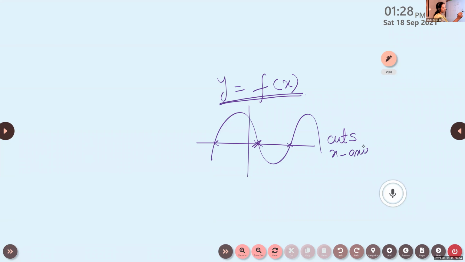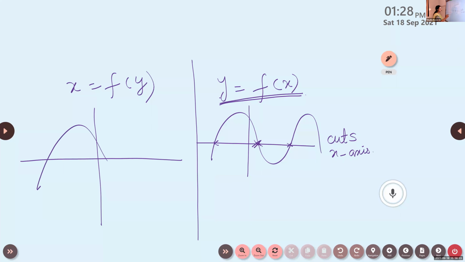Sometimes a graph will be given and from the graph you will have to find the number of zeros. If y is f of x, a function in x, its zeros will be the points where it cuts the x-axis. Suppose it is x is f of y, x is a function in y. Then the zeros will be the points where it cuts the y-axis. So a graph will be given and you may be asked how many zeros there are. Like that the corresponding question will be there. Okay.